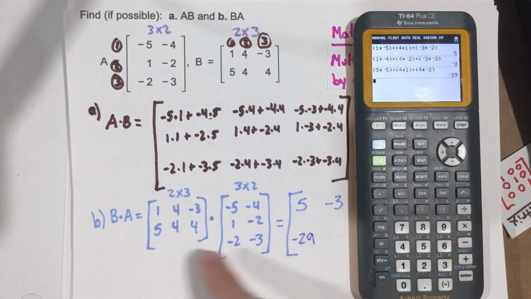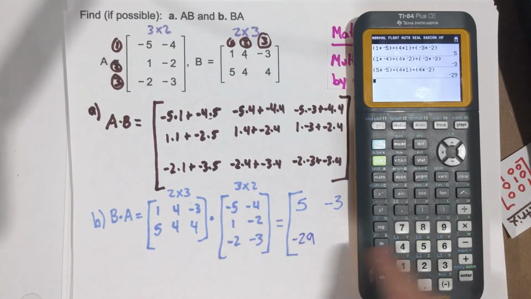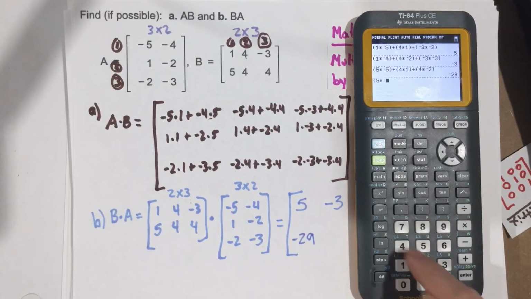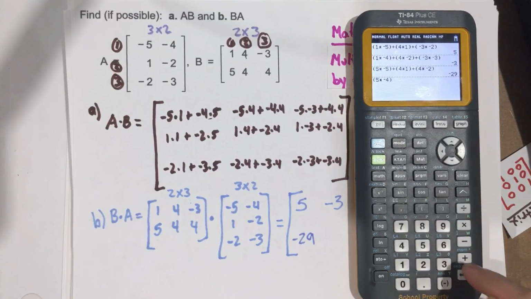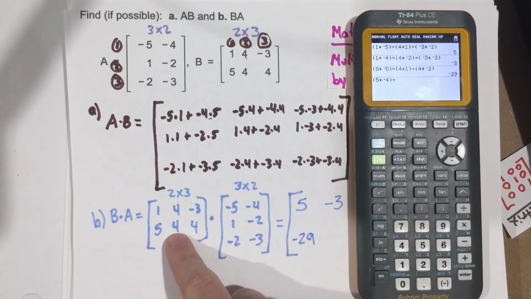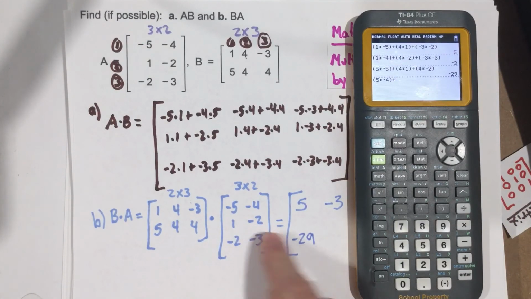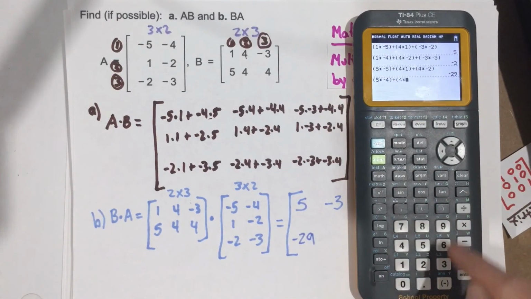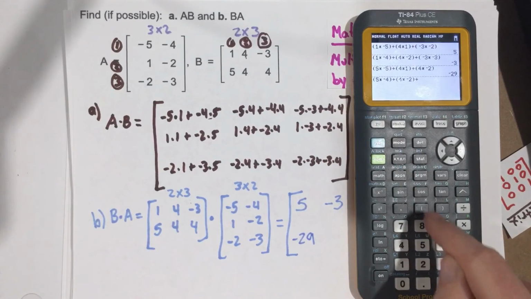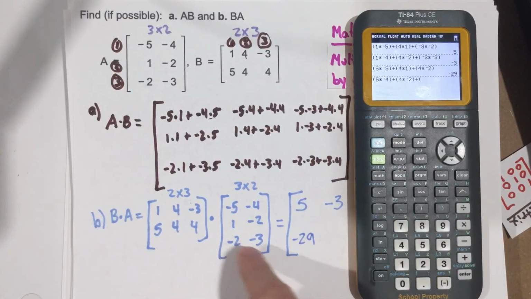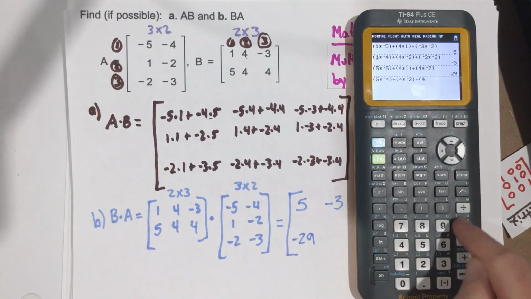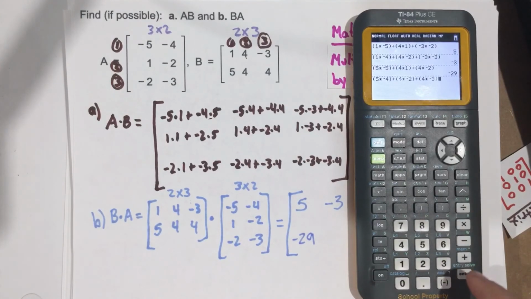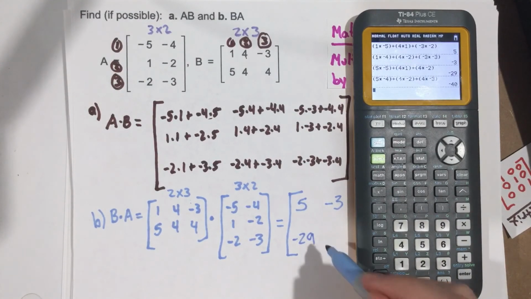And then finally we're going to do 5 times negative 4 plus 4 times negative 2 plus 4 times negative 3. Negative 40.